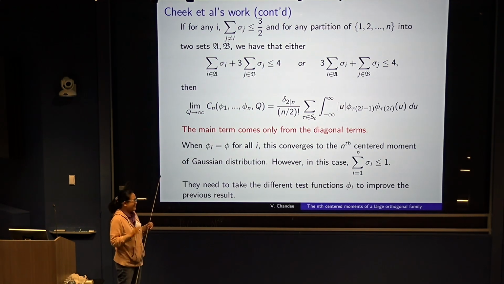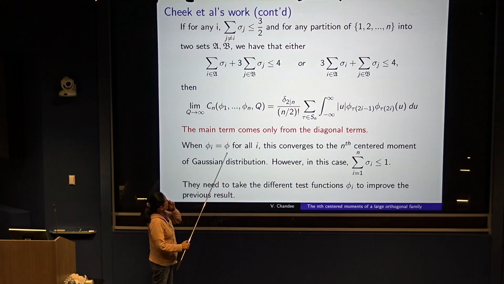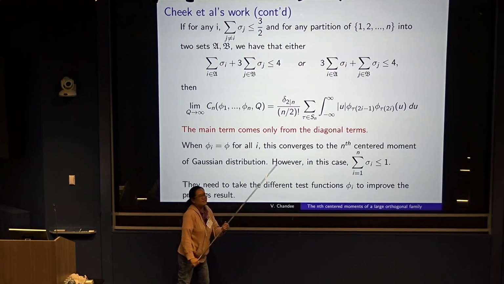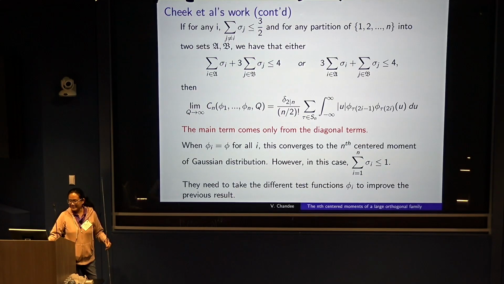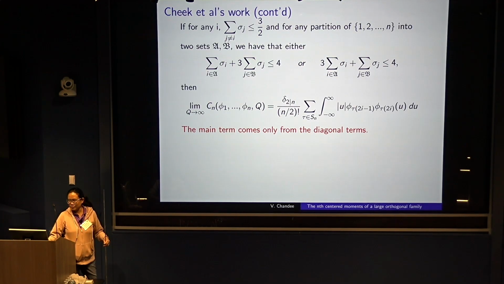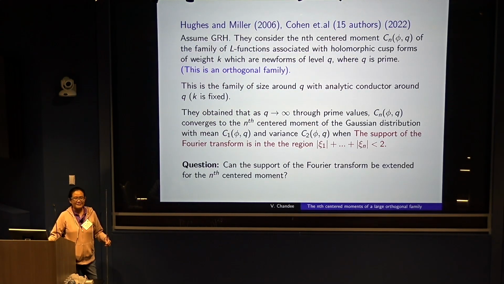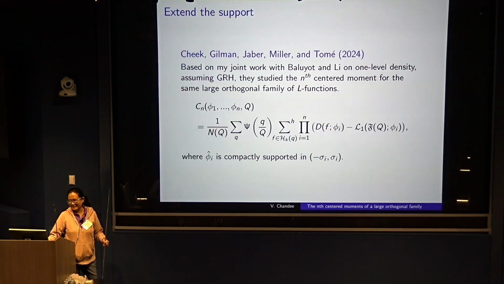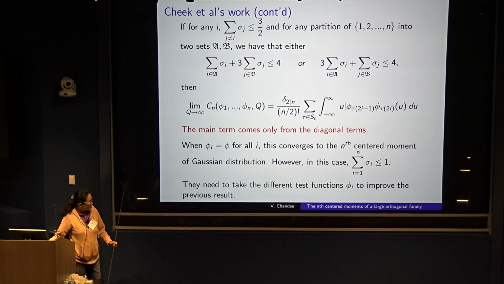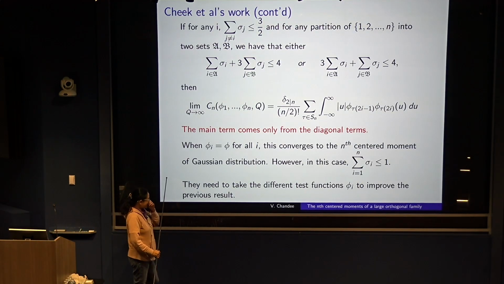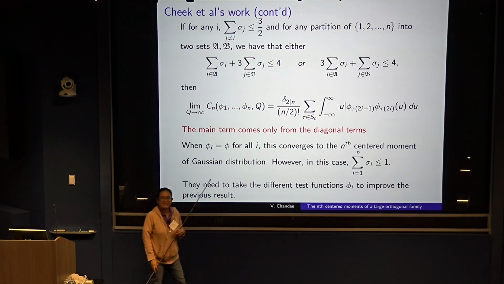Okay, so next, we'll go back to that. If you plug in all sigma I to be the same, you solve that. This goes up to 1. And remember that previously the support was like 2. So this is actually a little bit worse, narrower than what we expect. To improve the result, they need to take a different test function.